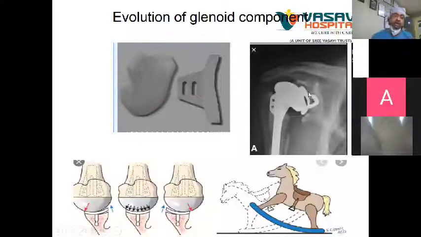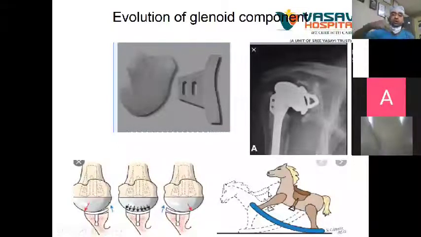And then they inserted the keel, the surgery went on well. And after a year or so, they got the x-rays done and they could see to their surprise that the glenoid was completely osteolyzed and destroyed, with the prosthesis obviously very loose in here. So they went back and analyzed, and they tried finding out the reason for this. They found something called a rocking horse effect.